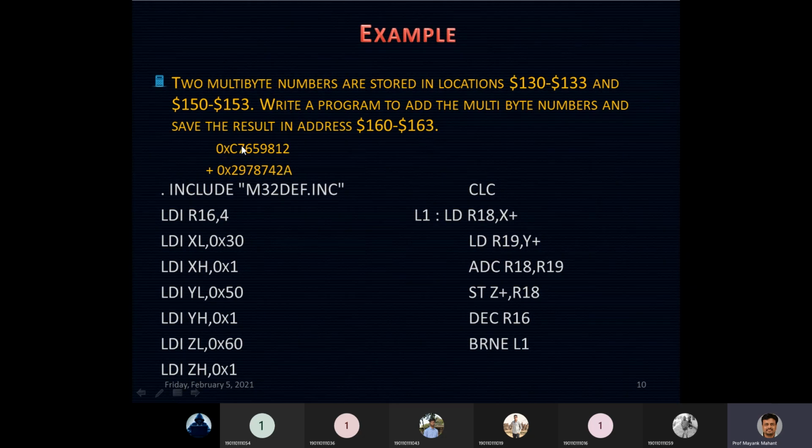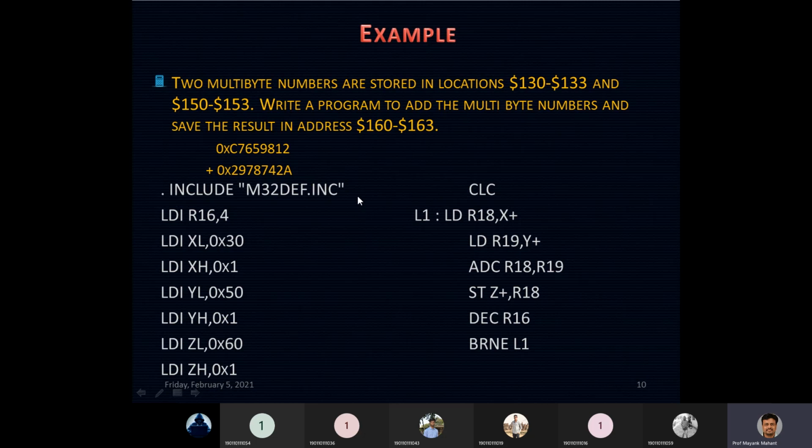So we have two multi-byte numbers stored at these memory locations, and we need to write a program to add these two numbers and store the result at this particular memory location. For example, say a 4-byte number is stored from location 130 to 133. The other location, 150 to 153, is stored with the values 29, 78, 74 and 2A. I want to add these two numbers and store the result at 160 to 163.